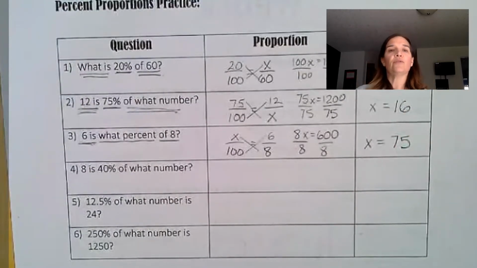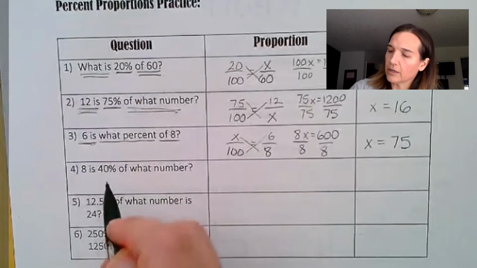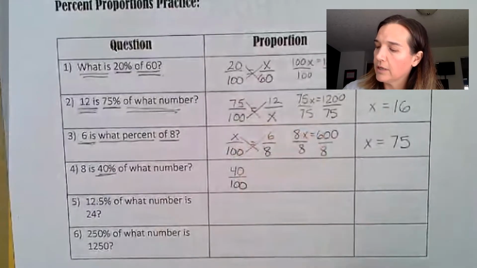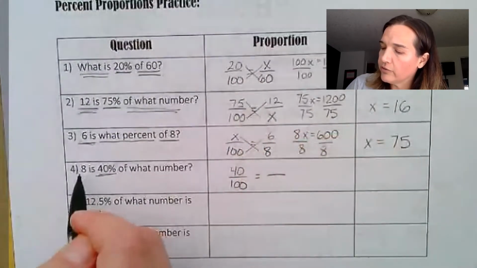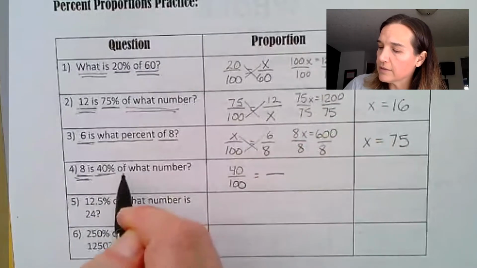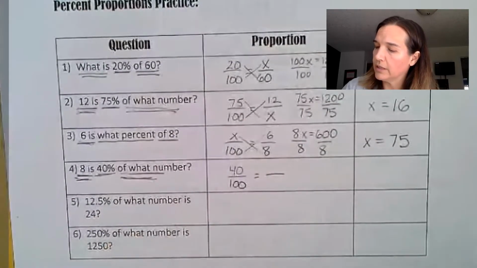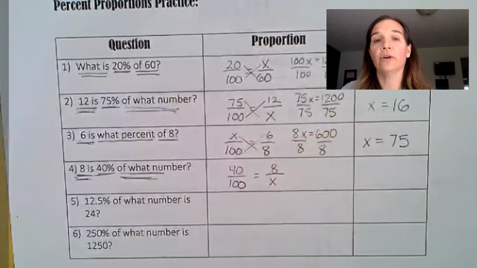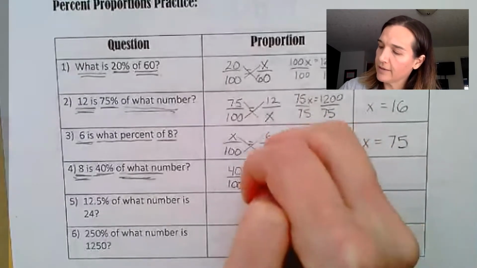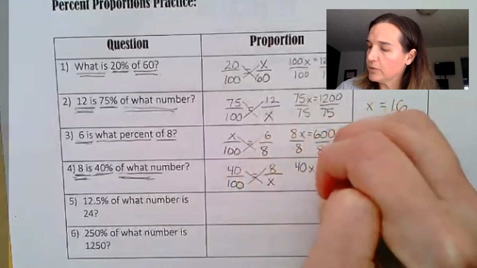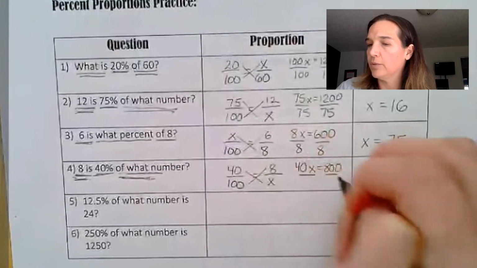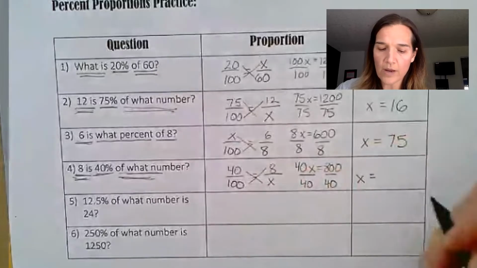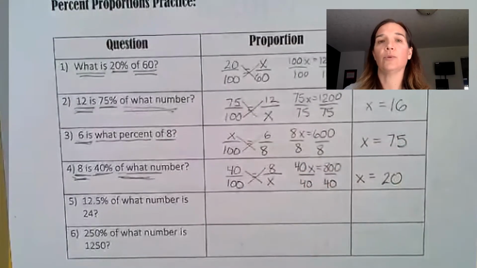Our next one, 8 is 40% of what number? All right, there's our percent. Percent always goes over 100. Then we have is over of. We're looking for 8 is of what number? Is goes on top. That's my 8. Of goes in the bottom. That's the one I don't know. That's my x. Cross multiply. We get 40x equals 800. And then we divide both sides by 40 to solve for x. And when we are done, we end up with x is 20.